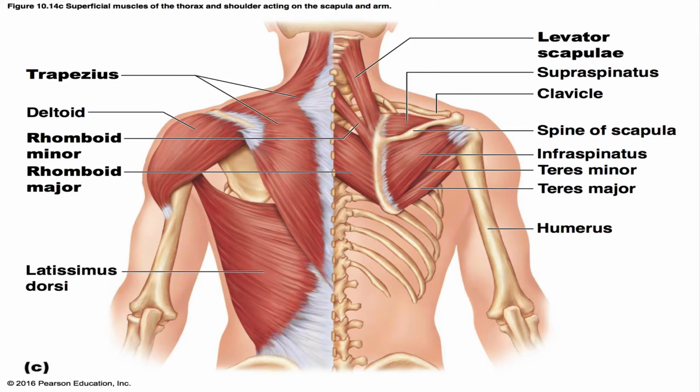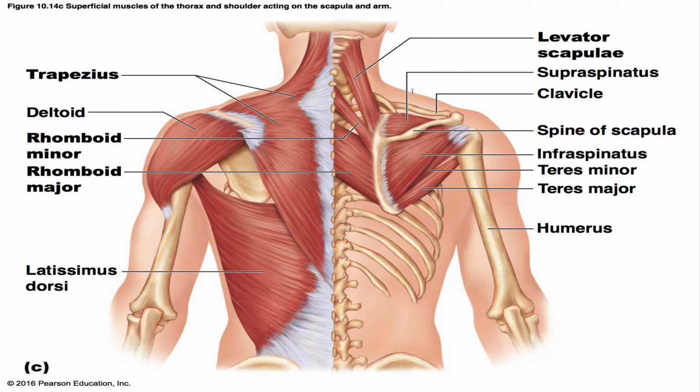Its origin is the occipital bone of your skull, the ligamentum nuchae, and the spinous process of C7 and all the thoracic vertebrae. As far as insertion, it's a continuous insertion along the acromion and spine of the scapula and the lateral third of the clavicle. It's innervated by the accessory nerve, which is cranial nerve number 11, and also the third and fourth cervical nerves.